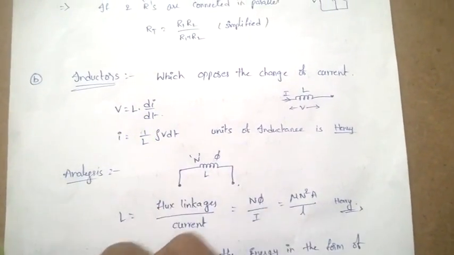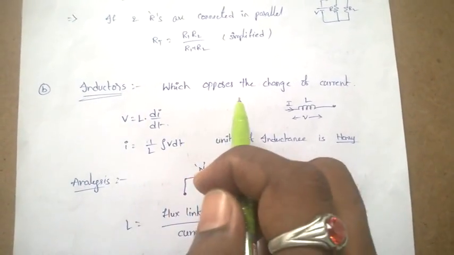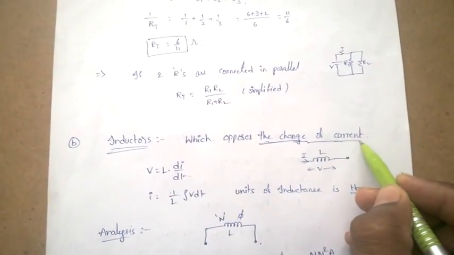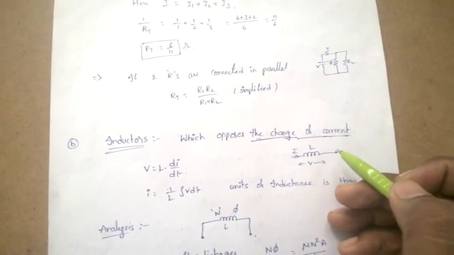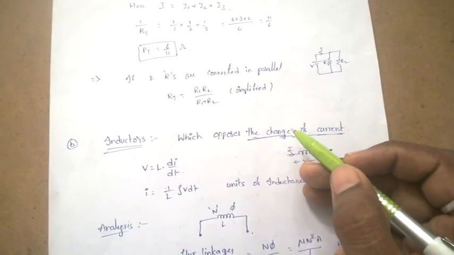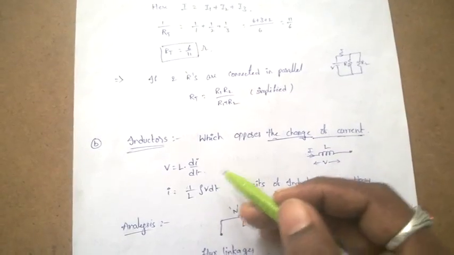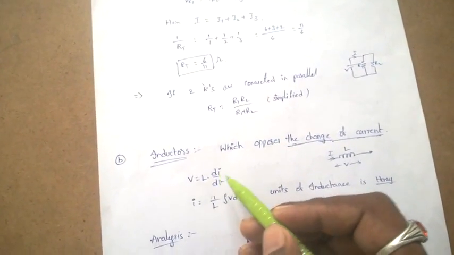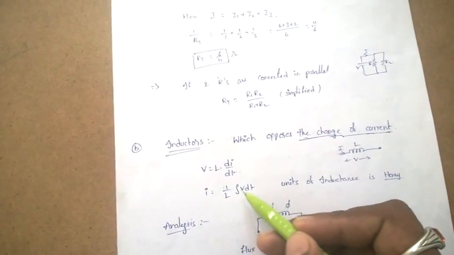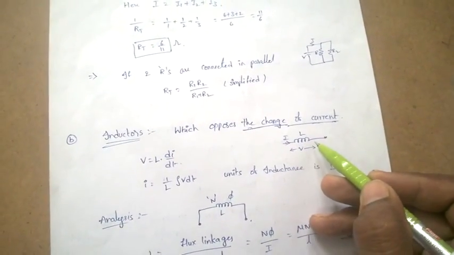The next passive element is the inductor. An inductor opposes the change of current. In case of a resistor, it opposes the flow of current, but in case of an inductor, it opposes the change of current. In mathematical form, v = L di/dt, and i = (1/L) ∫ v dt. The unit of inductance is henries. This is the schematic symbol of an inductor.